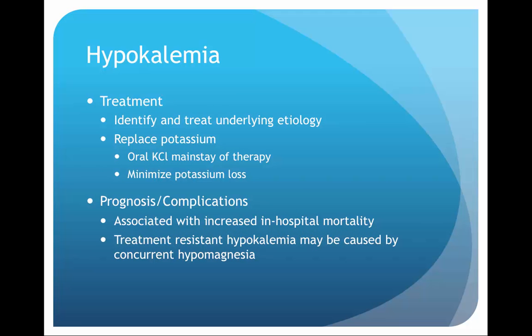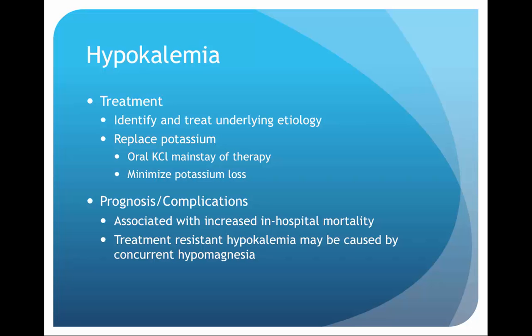Treatment of hypokalemia: it's important to identify and treat the underlying etiology and then to replace the potassium. Oral potassium chloride is the mainstay of therapy. However, there are other preparations that can be indicated in certain situations. For instance, if a patient has a combined potassium and phosphate deficit, potassium phosphate may be indicated. If a patient has a coexisting metabolic alkalosis, then potassium bicarbonate or potassium citrate may be considered.